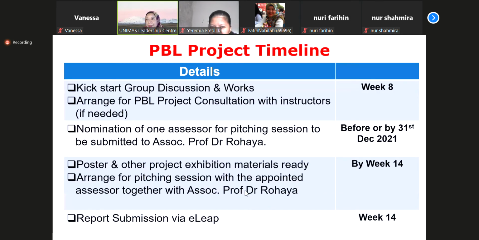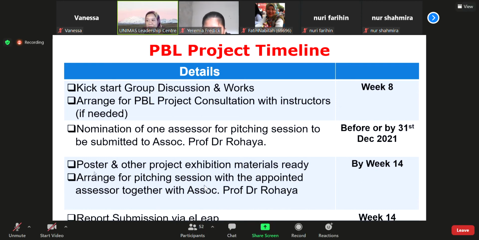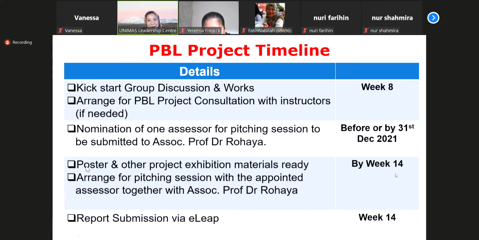Okay. So what are the project timelines? Now it is week 8. So week 8, Pariah wants you to arrange your group now. Just put the group together first, then you can start to work. By 31st December, Pariah is going to alert you that you need to nominate one assessor. This is going to be your stakeholder who will evaluate. By week 14, you need to be done with your pitching. You can do earlier pitching, also fine.